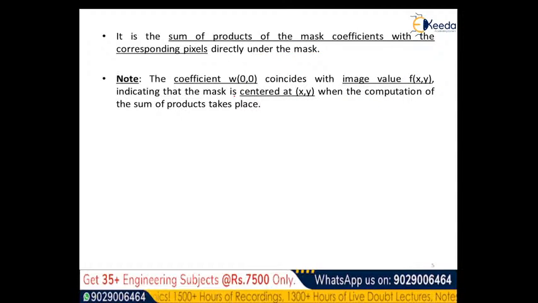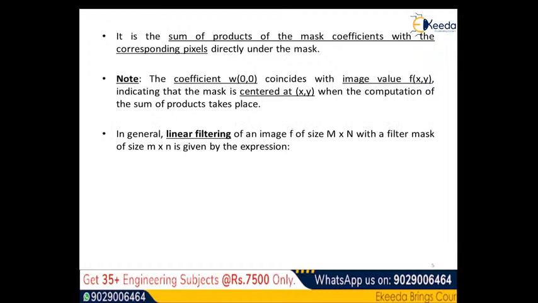So when we have the central coefficient coincided with that of the pixel under consideration, all the other filter coefficients are definitely going to match with the other neighborhood pixels for the concerned image pixel here. Now after this important note, we come to the general linear filtering of the image, where we have represented the response capital R here.